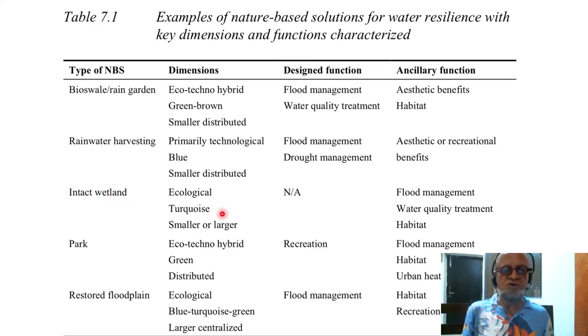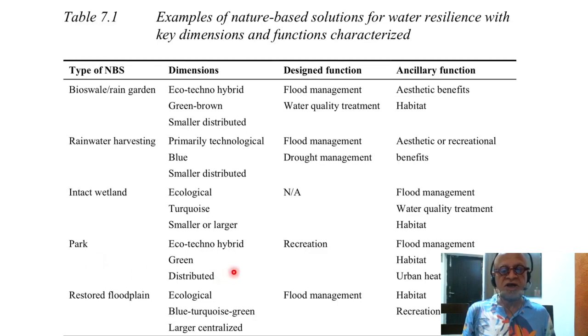of ecology, turquoise, and smaller or larger depending on the size. Cities, but it has ancillary functions in terms of flood management, water quality treatment, and habitats. They're very good for migratory birds most often. So even in a city like Mumbai, a mega city, you have flamingos coming every winter. As of now, there are flamingos out there worth visiting.